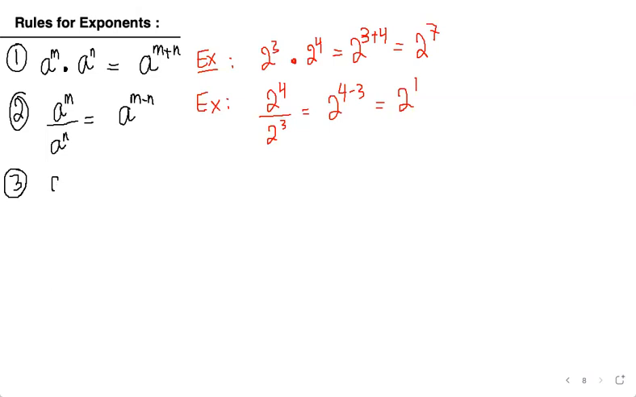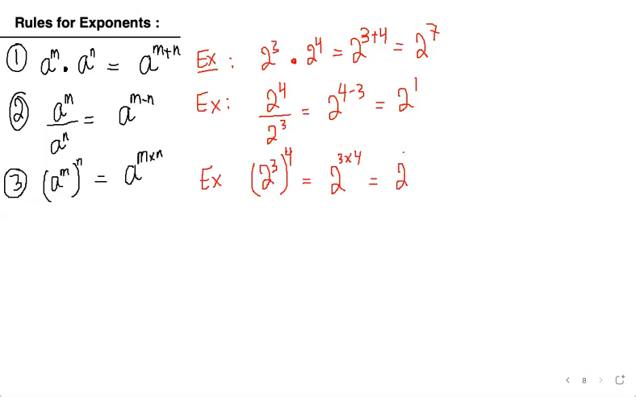If I have a to the m, everything to the n, we just multiply m with n, the power m with the power n. So this is equal to a to the m times n. Example: if I have 2 to the power 3, everything to the power 4, this is equal to 3 times 4, 12. 2 to the power 12.